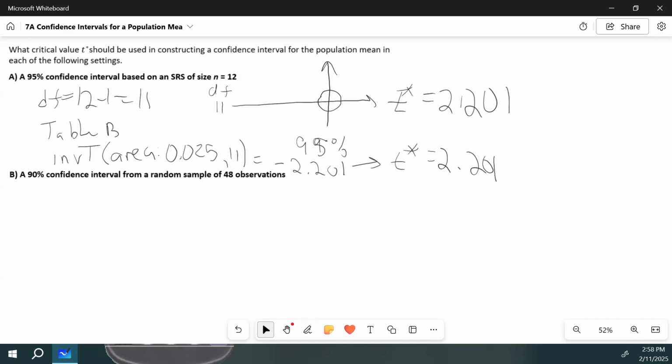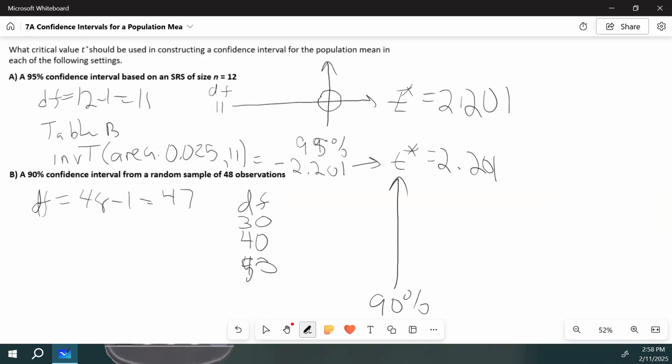So for part B, if I have a 90% confidence interval for a random sample of 48 observations, my degrees of freedom is 48 minus 1, or 47. So in the table, the degrees of freedom probably are not going to be 47. You're probably going to have 30, 40, 50, and then you'll have a 90% confidence interval. So you go up from there, and the one you would pick is 40 degrees of freedom, and where they overlap, that's going to be your T star critical value. And so for this one, it's 1.678.